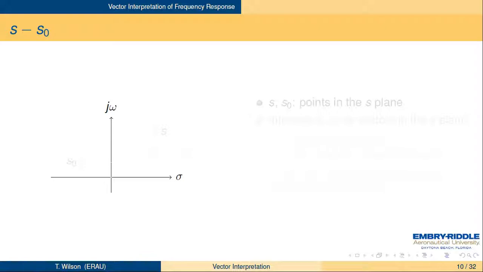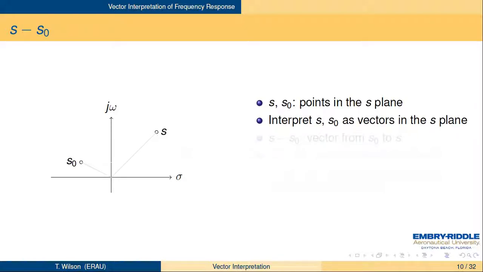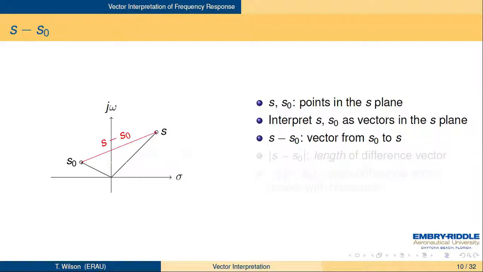So here's our S-plane, and the number S and the number S0 are just points in that plane. So there they are. And we can interpret those as vectors. So we have a vector from the origin to S and a vector from the origin to S0. And so S minus S0 is going to be a directed vector from S0 to S, right? Because that's the difference. You would have to add S0 to S minus S0 to get S. So there's the red vector going from S0 to S, which is S minus S0.